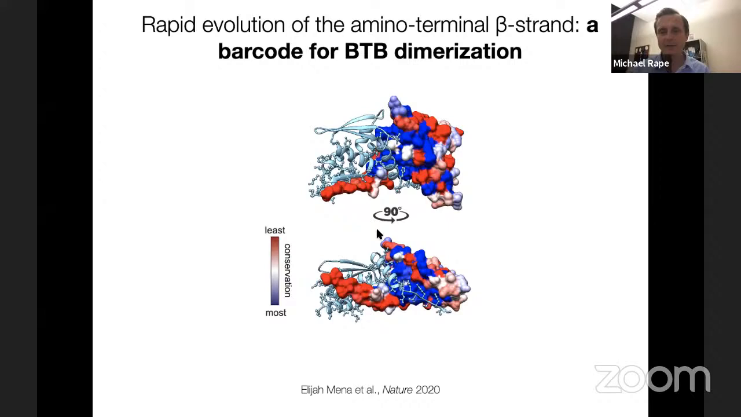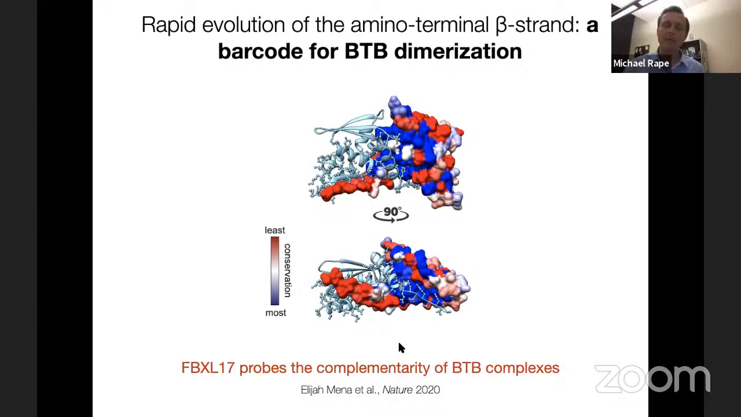And so we call this a molecular barcode for BTB dimerization that allows FBXL17 to distinguish whether you have a homodimer, where this is in the locked position, or a heterodimer, where this is displaced, open, and now qualifies this BTB domain for degradation. Anyway, so this is basically complementarity as a third principle of defining specificity.